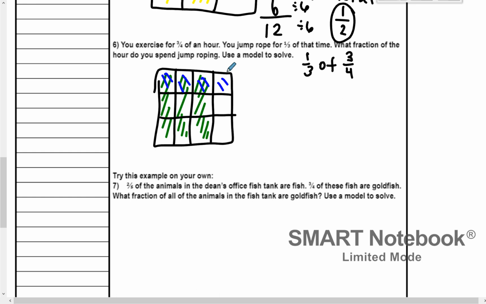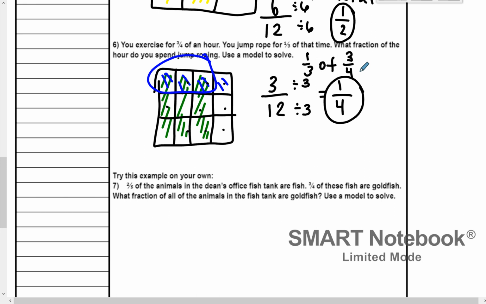All right, the boxes that overlap are going to be our top number. So that's going to be 3 out of the number of boxes total. 1, 2, 3, 4, 5, 6, 7, 8, 9, 10, 11, 12. 3/12. Now 3/12 can be simplified because both of those numbers can be divided by 3. 3 divided by 3 is 1. 12 divided by 3 is 4. 1/4 would be our answer.